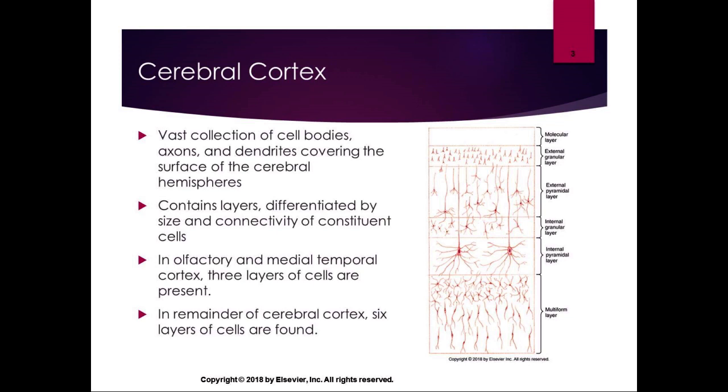So in the olfactory and medial temporal cortex, there are 3 layers of cells. But in all of the rest of the cerebral cortex, there are 6 layers of cells. And they're all kind of doing their different processing functions, which is amazing, really.